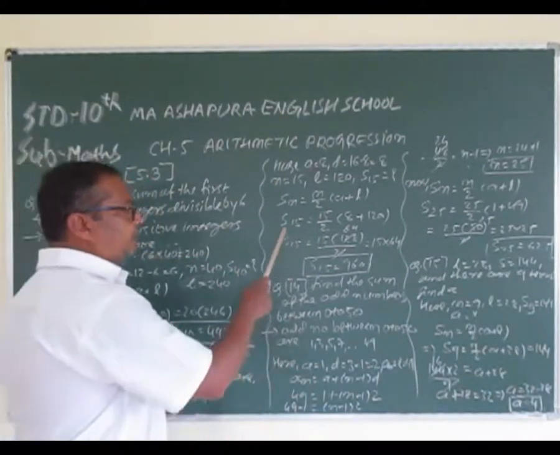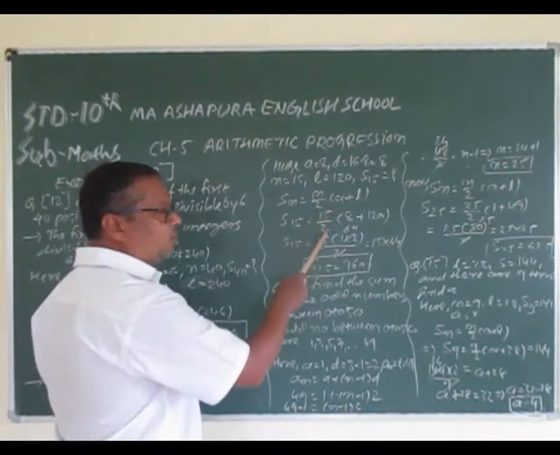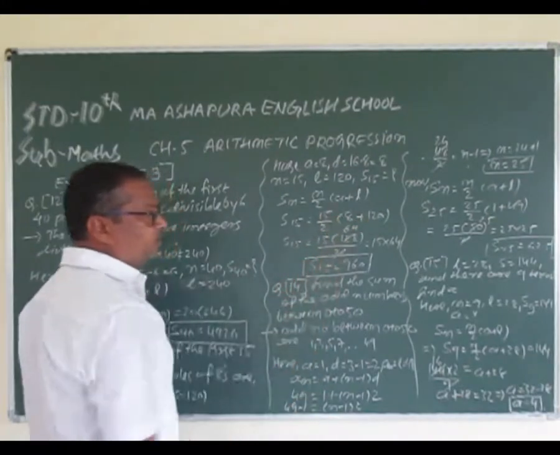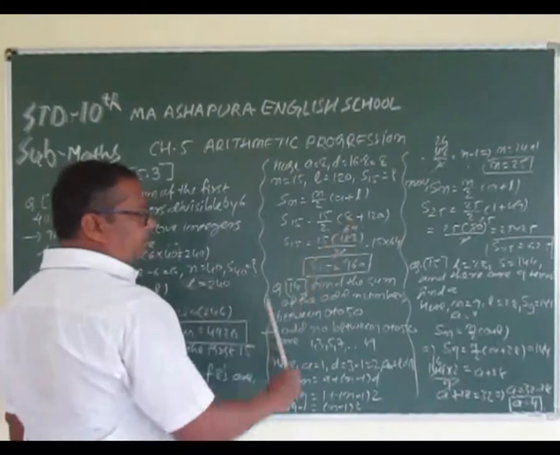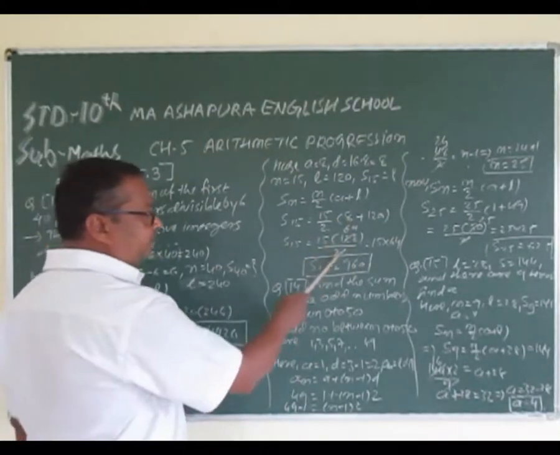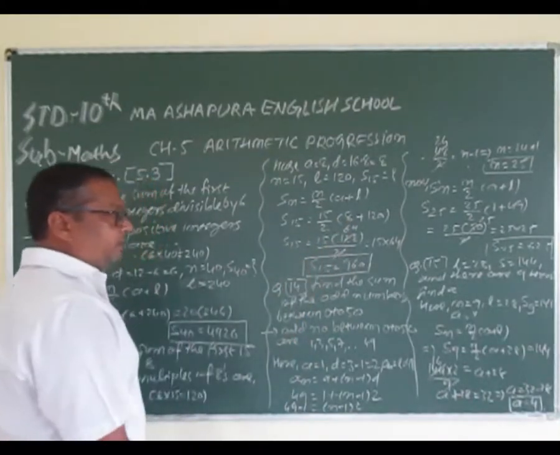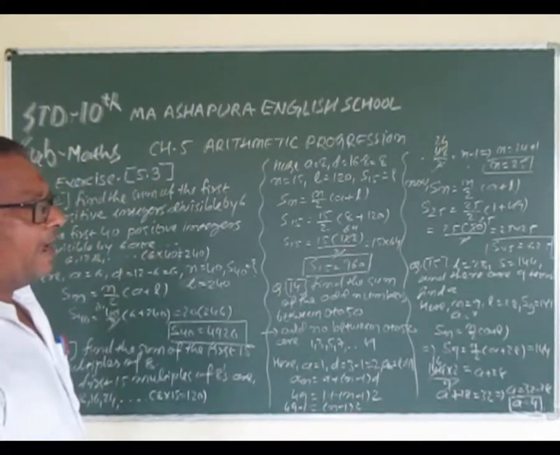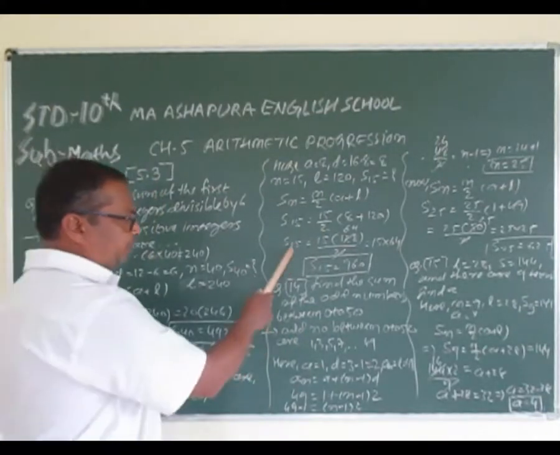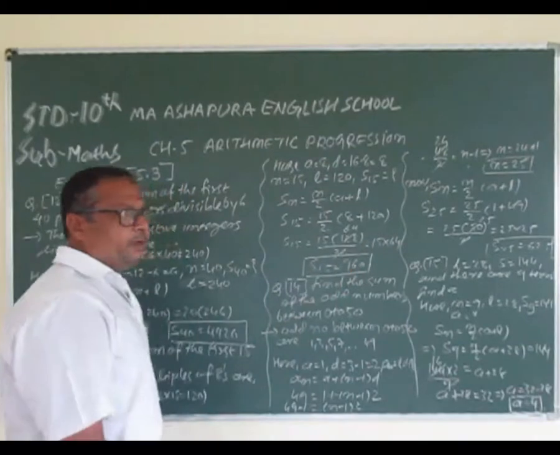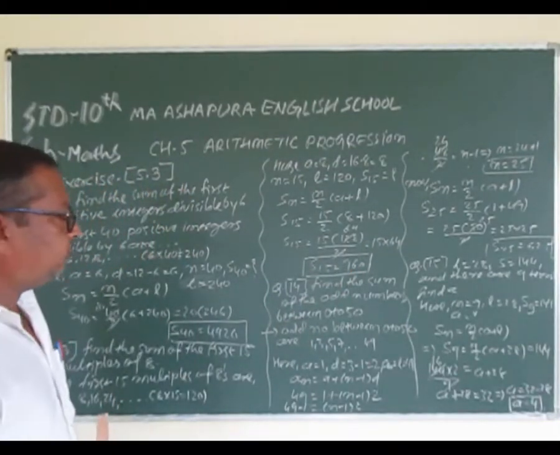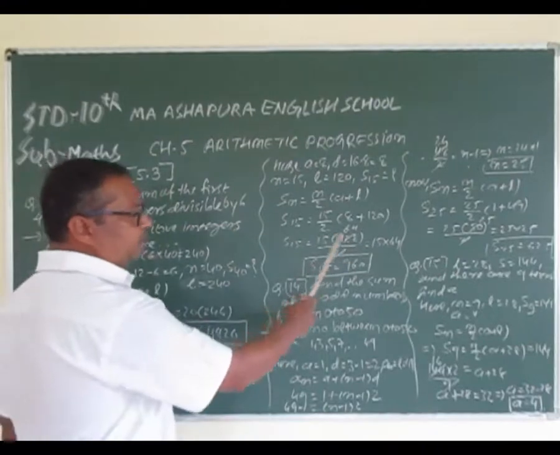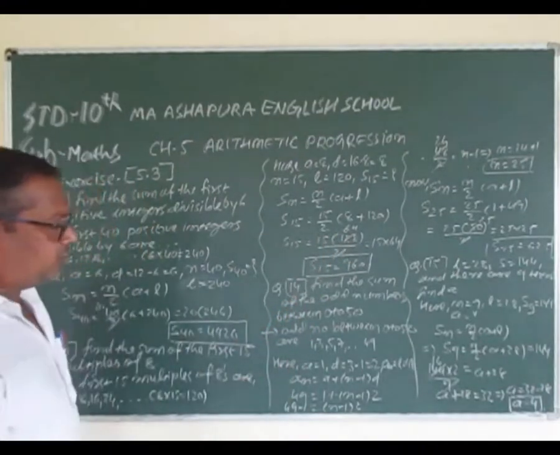So finally we get S15 is equal to 15 by 2 into bracket 8 plus 120. 120 plus 8 is equal to 128, and it is divisible by 2, so we divide 128 by 2 and get 64. So S15 is equal to the product of 15 multiplied by 64, and we get the product 960. Therefore S15 is equal to 960.